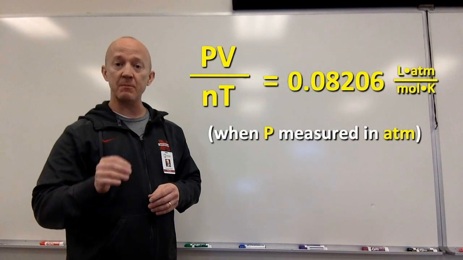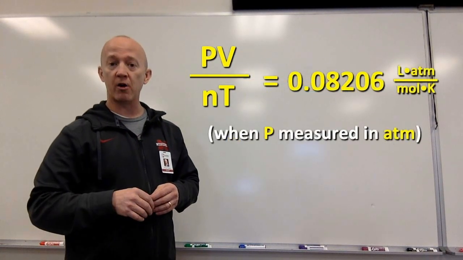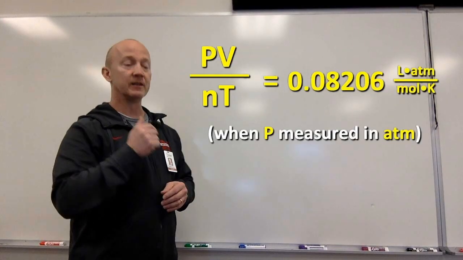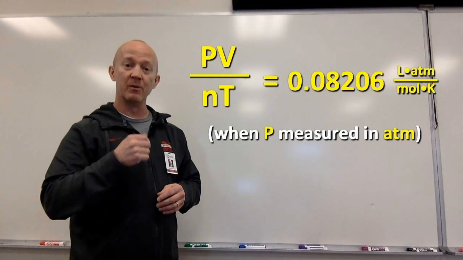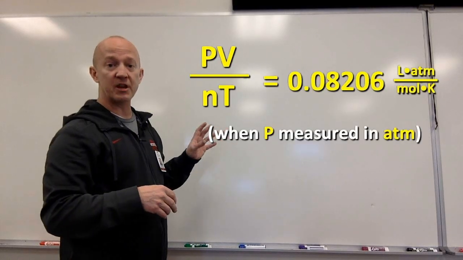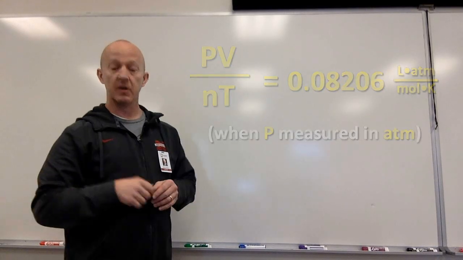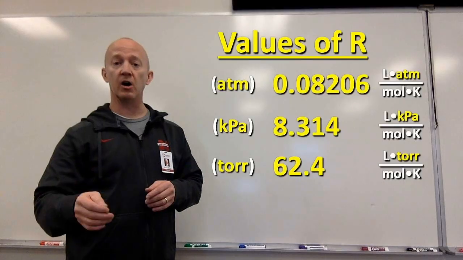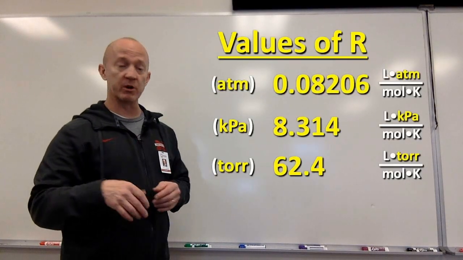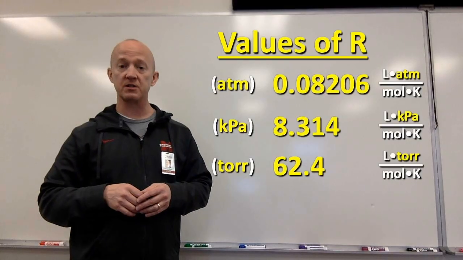If we're dealing with atmospheres of pressure, the value of R is 0.08206 liter atmospheres over moles Kelvin. As you can see, the units for R are simply a combination of the other four variables. The value of R may change depending on what units of pressure you're using. Much of the time we'll use atmospheres, and so it'll be the 0.08206.